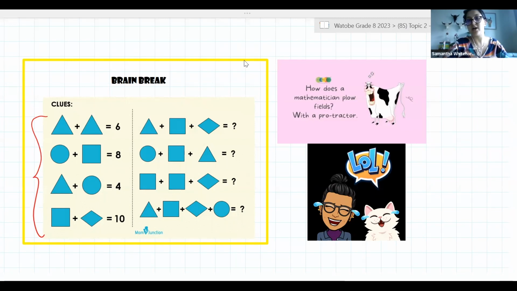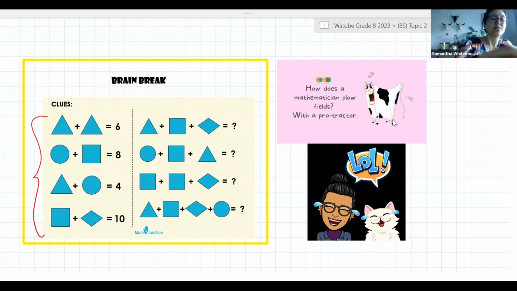Motabang, do you want to help us out? Do you want to start us off? Yes, ma'am. Which one are you starting with? I'm going to try this one, the clue where the answer is 6. Perfect. Both triangles, there are 3.